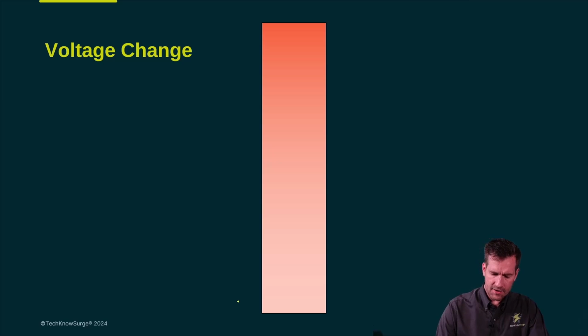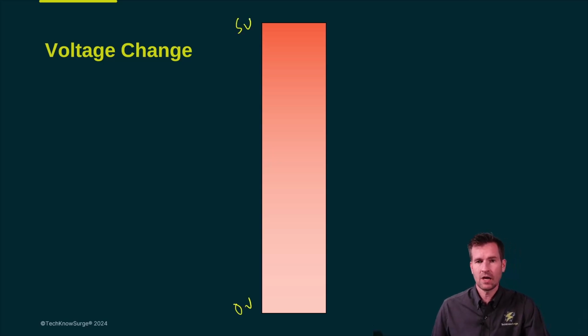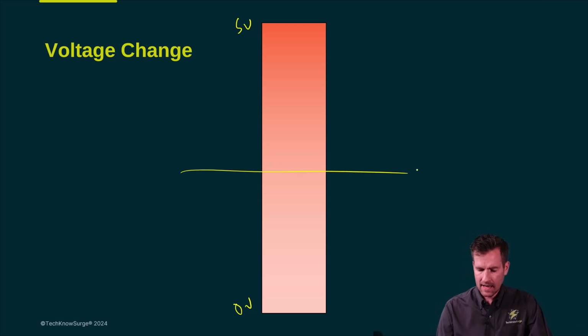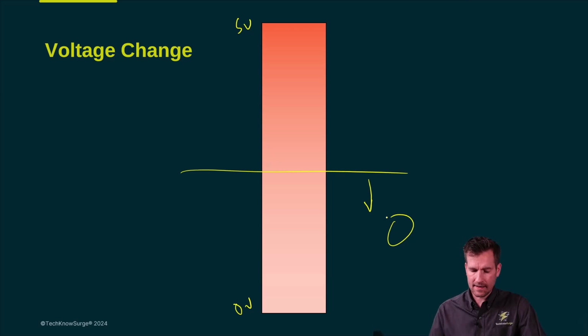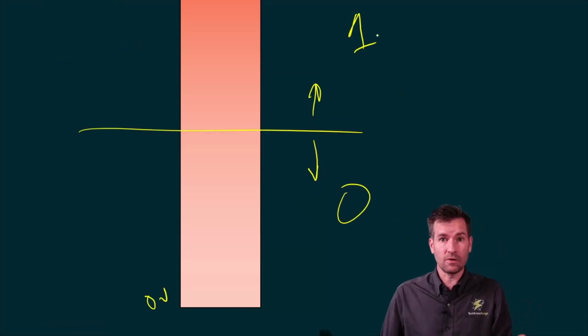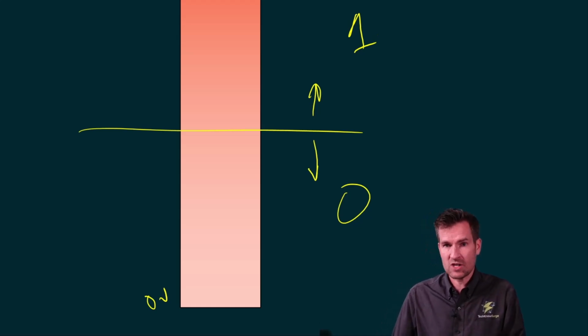So if our variation of voltage is anywhere from 0 volts to 5 volts, what we could do is draw the line. Anything below this is going to be represented as a 0. Anything above this is going to be a 1 right here. And that's the initial Flash, how it was created. We just could represent either a 0 or a 1.